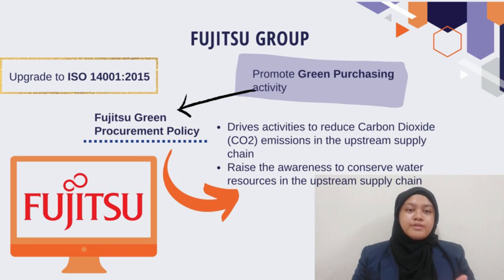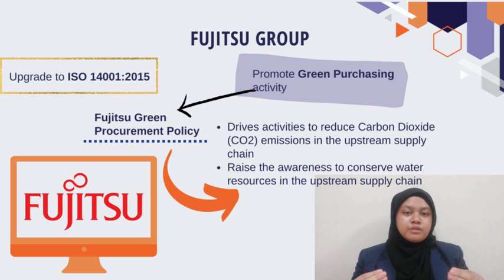One of the companies in Malaysia that has adopted an environmental management system is Fujitsu Group. This company is a branch of a leading Japanese information and communication technology, ICT, company. In 2018, Fujitsu Group upgraded to a global integrated ISO 14001:2015 certification and is still continuously working to improve the EMS model while promoting group-wide environmental management.